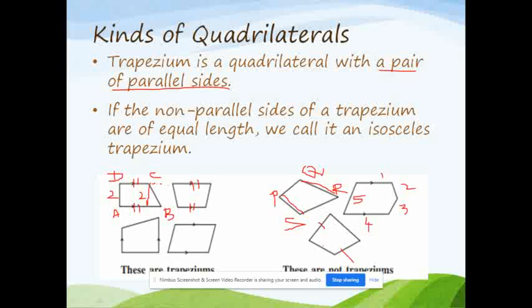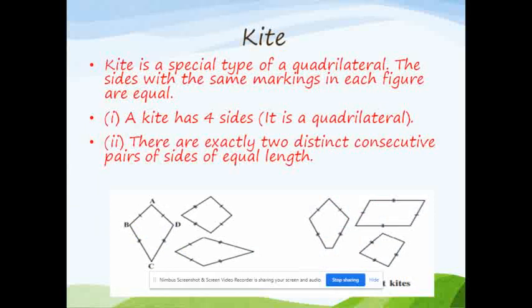So according to the condition of a trapezium, the left portion of this content, the first figure, shows a collection of trapeziums. The right side figure shows a collection of non-trapeziums. Okay, I hope you understand. Shall we move on to the next?